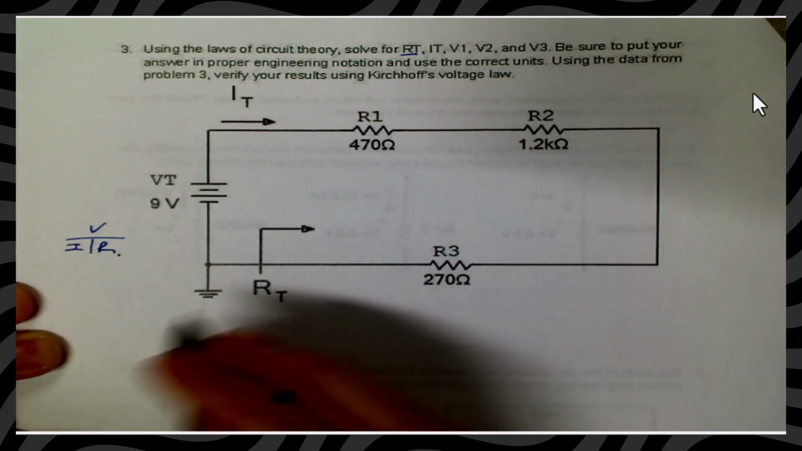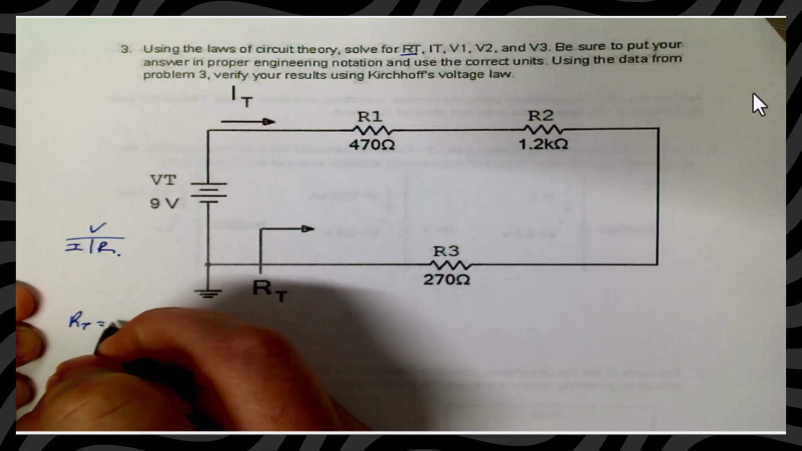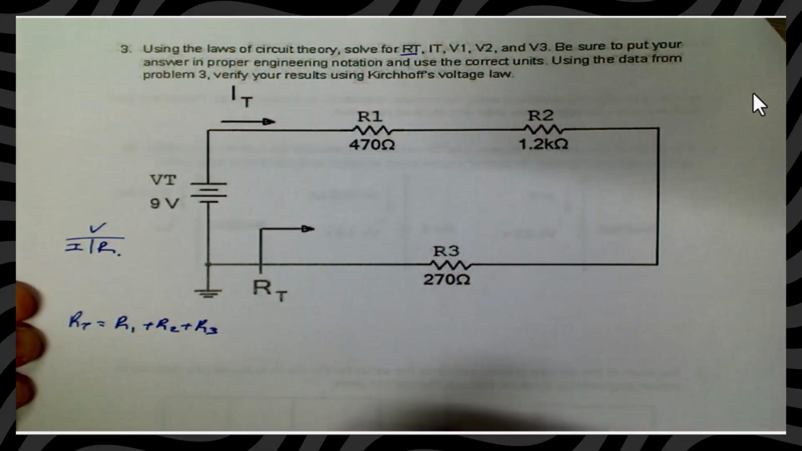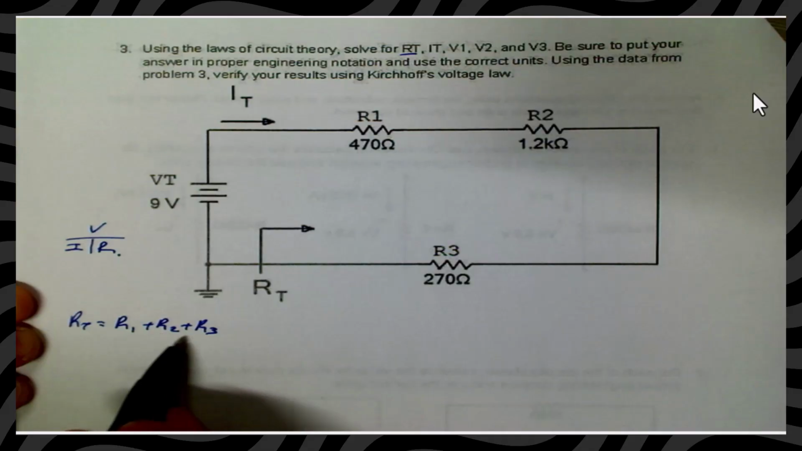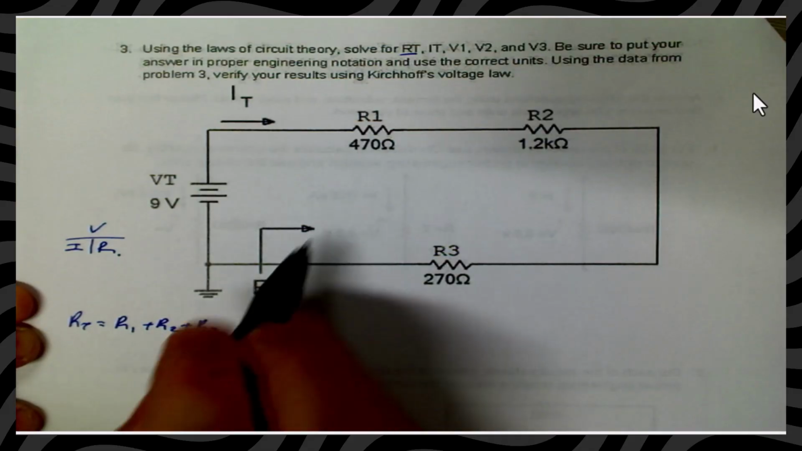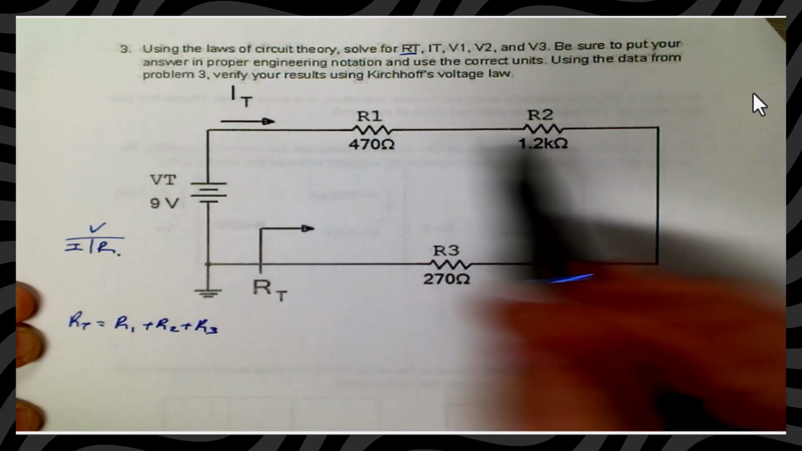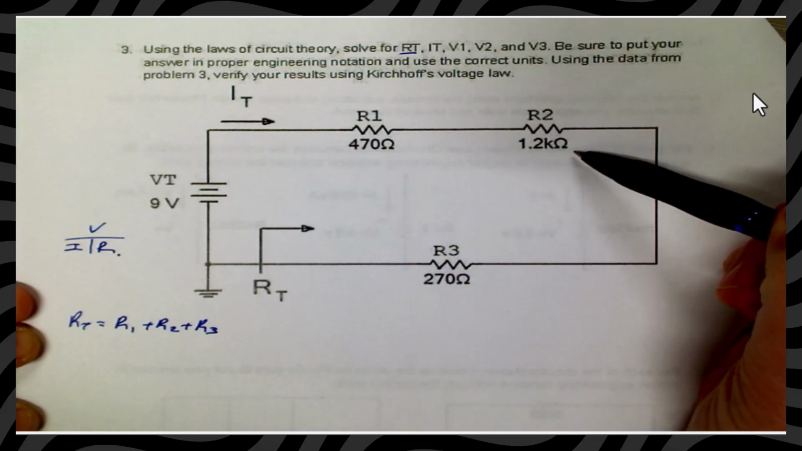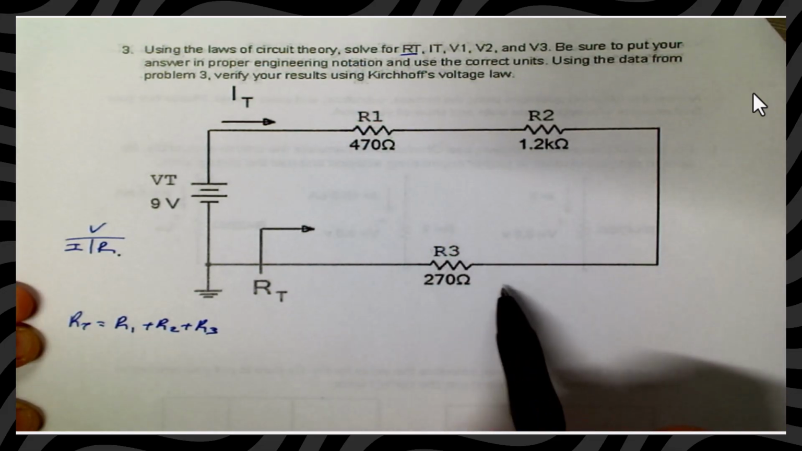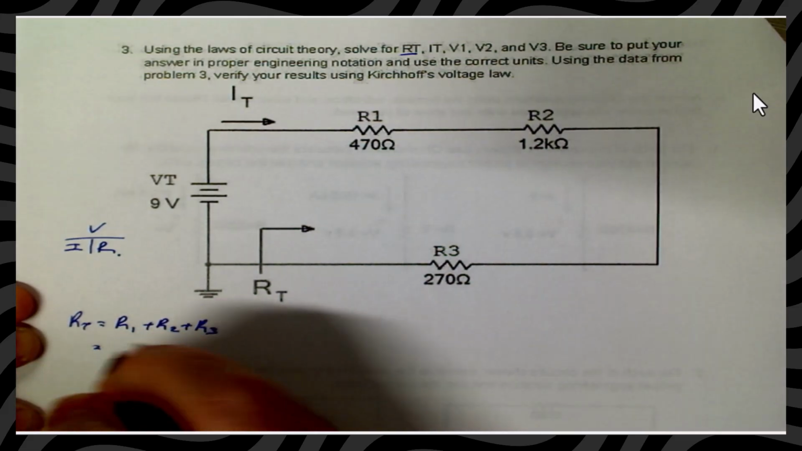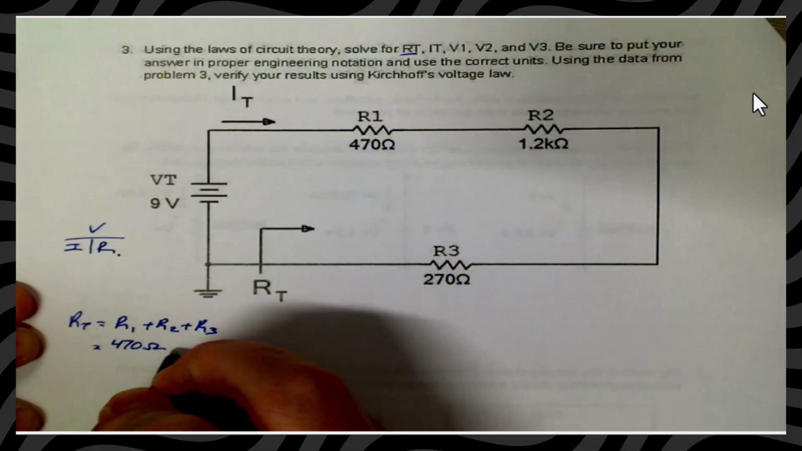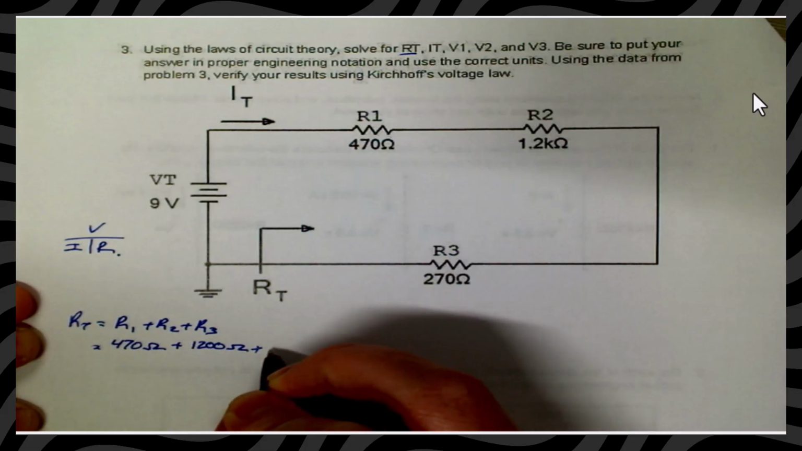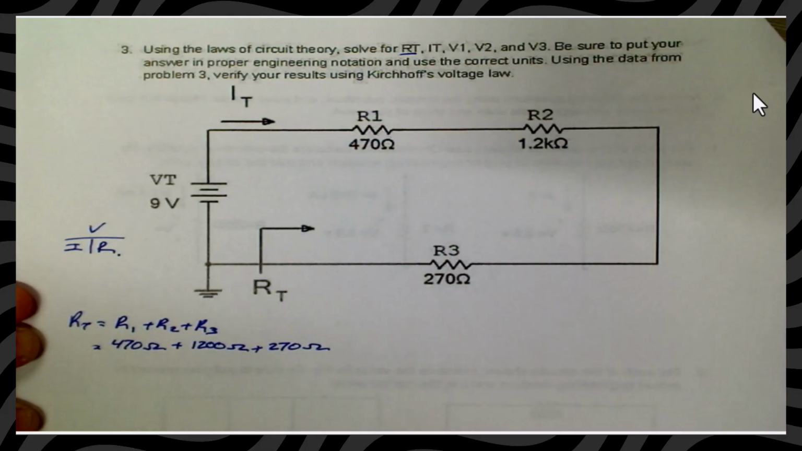For our resistance total within a series circuit, remember, resistance total is equal to the sum of all your resistors or all your components. So in this case, my resistance total is equal to R1 plus R2 plus R3. From there, I can plug in: R1 is 470, R2 is going to equal 1.2 k ohms, that's 1200 ohms, by the way, and then R3 is going to be 270 ohms. So we have 470 ohms plus 1200 ohms for R2, plus 270 ohms for R3.